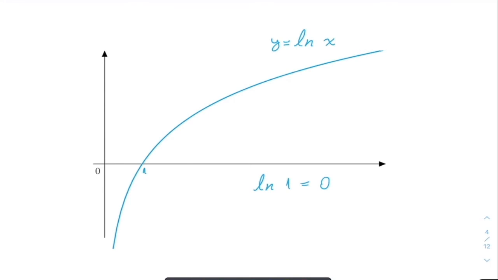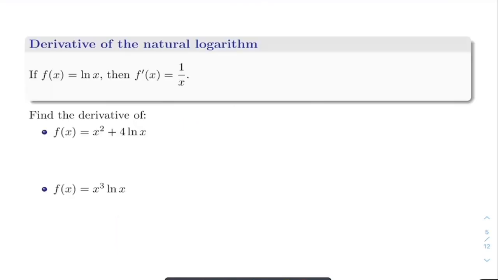Now let's focus on the derivative of this function. So here we have the derivative of the natural logarithm. So if f is my natural logarithm, then the derivative is just 1 over x. So this is a pretty simple derivative. Let's use it in some examples using the rules we already have and using this new derivative.